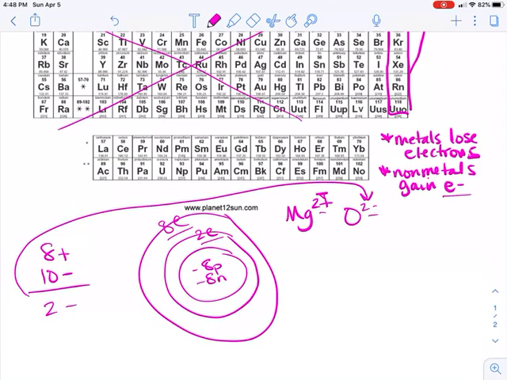So now if you have a 2 positive and a 2 negative here, what do you think happens? They attract, and they form what's known as a compound. This is an ionic bond. Whenever you have positives attracting to negatives, you have an ionic bond.